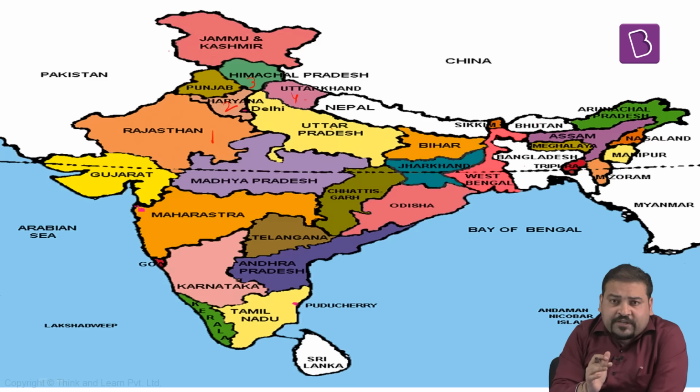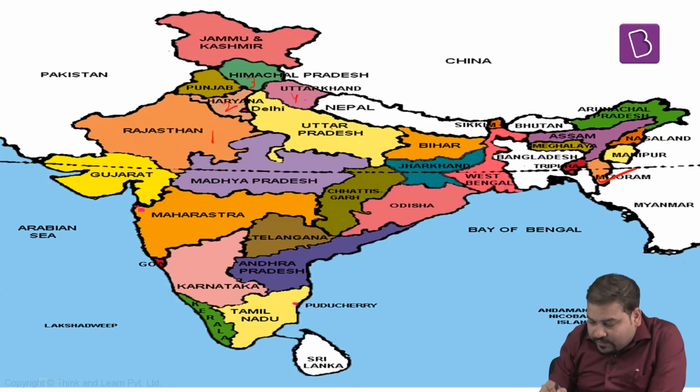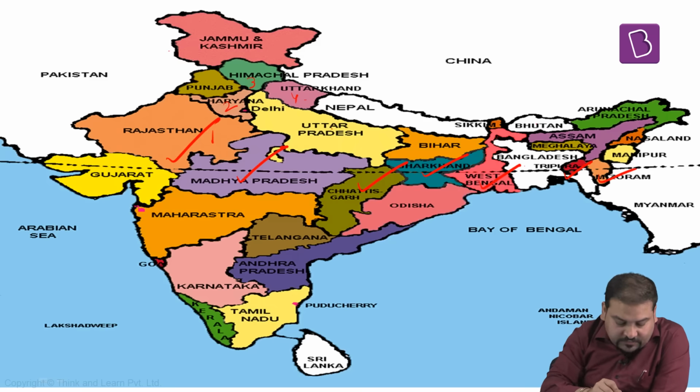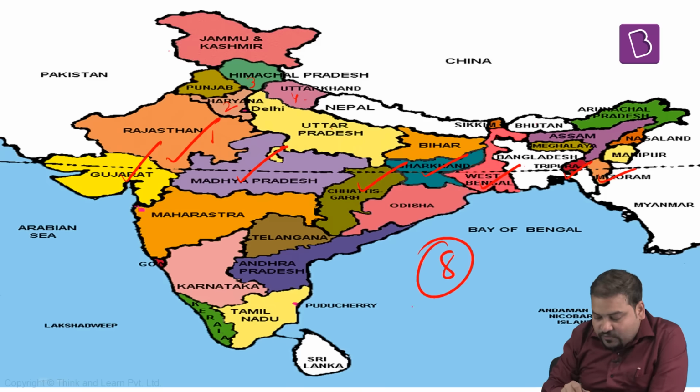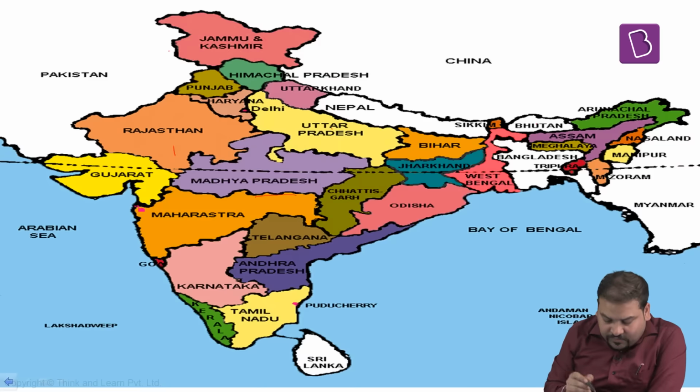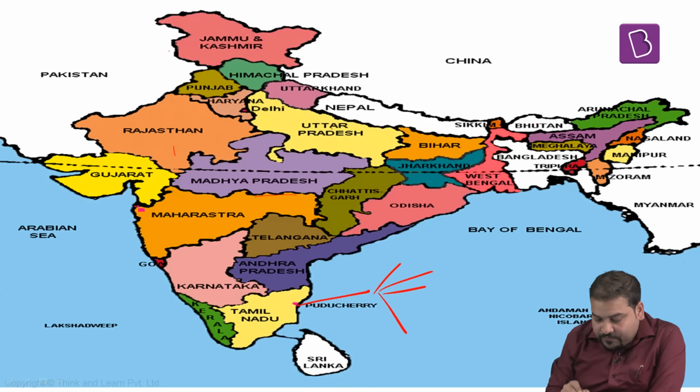Which are the states through which your Tropic of Cancer passes? Mizoram 1, Tripura 2, West Bengal 3, Jharkhand 4, Chhattisgarh 5, Madhya Pradesh 6, Rajasthan 7, Gujarat 8. So remember this number, 8 states through which the Tropic of Cancer is passing. Certain other things that we can see, for example, Puducherry, it's broken into 4 parts: your Yanam, Karaikal, Mahe, and your Puducherry.